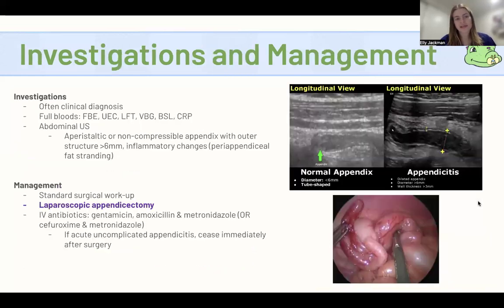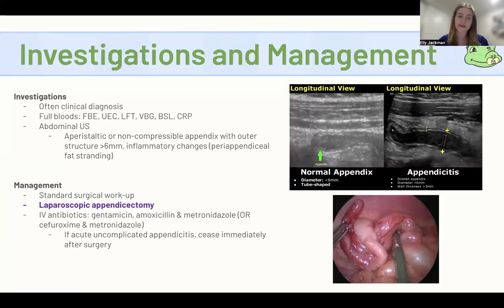So in terms of the investigations, it can often be a clinical diagnosis, but imaging is still done to sort of confirm before surgery. You can get full bloods, and then on abdominal ultrasound, there'll be an aperistaltic or non-compressible appendix with an outer diameter over 6 millimeters and then inflammatory changes as well. And I've just put an image there of an example of appendicitis on ultrasound.